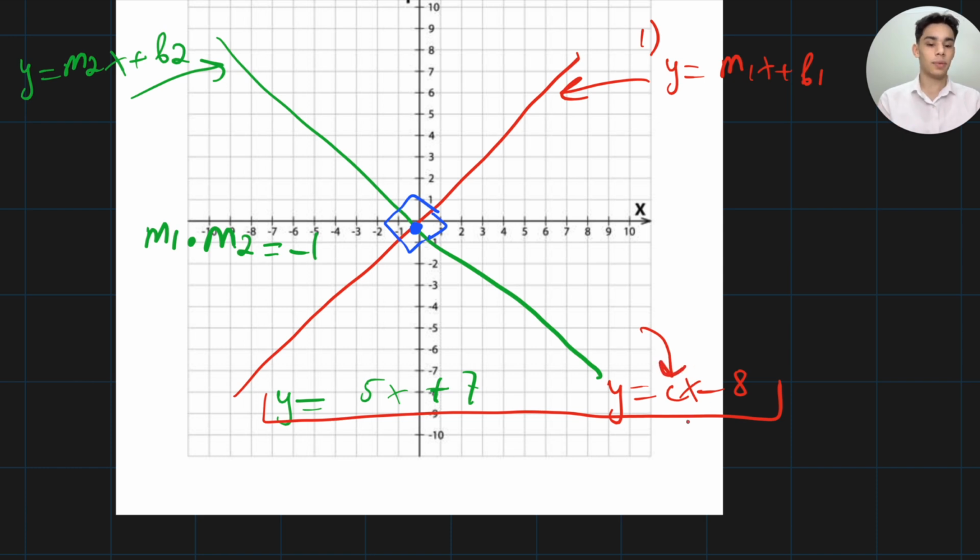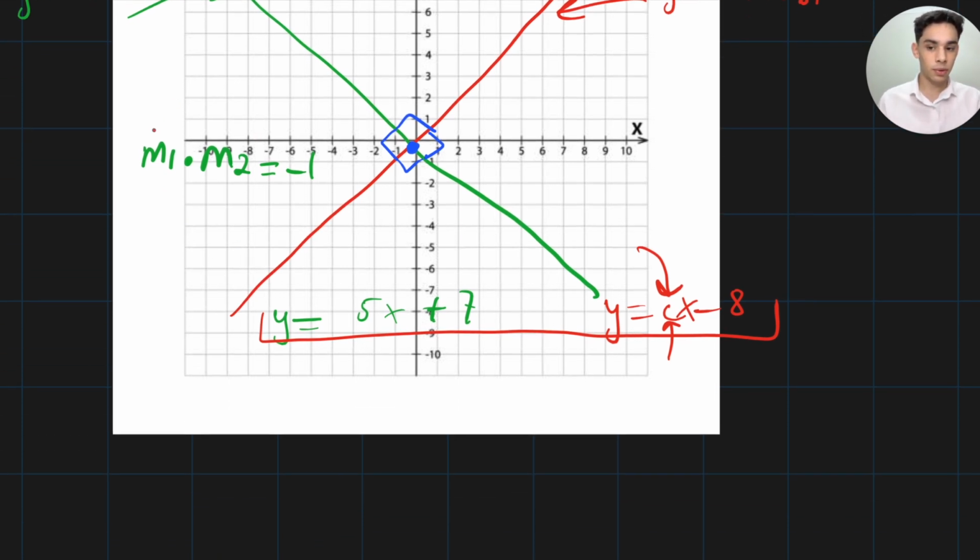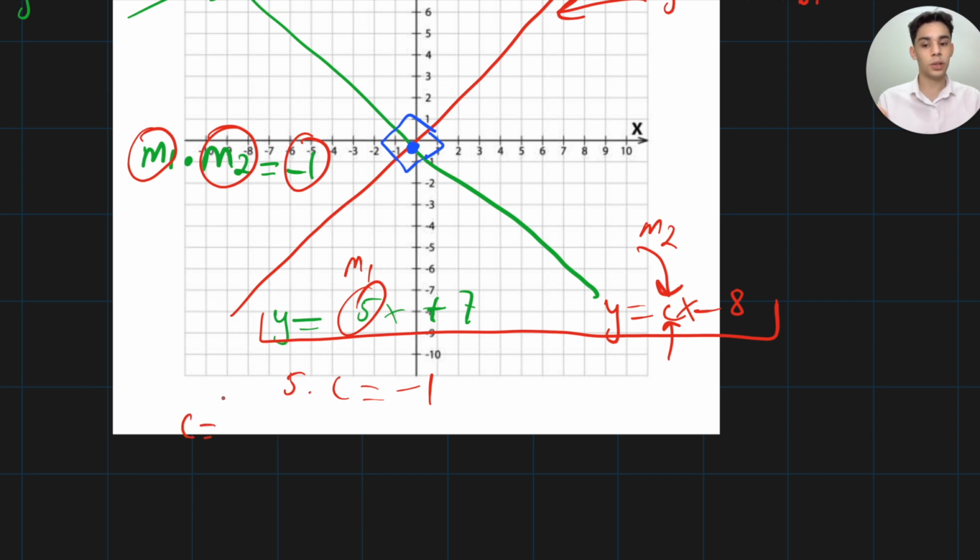As we can see, this c right here is our slope because it is next to our letter x. In this case, the letter that is next to our x will be considered our slope. Great. Now, because I remember that m1 multiplied by m2 should give us -1, I can say that 5, which is our m1, multiplied by c, which is our m2, should give us -1. So, c, because we need to find the value of c, right? I will just isolate it here.